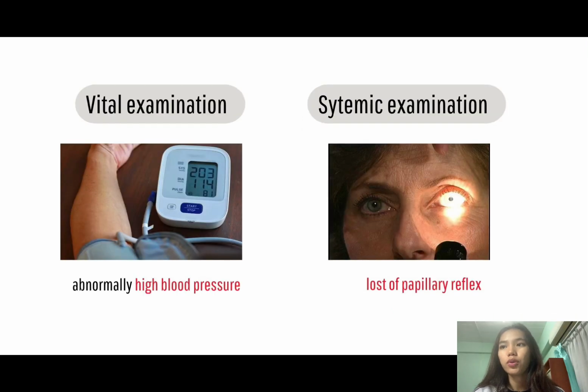The next step is to perform a vital and systemic examination. In patients with hemorrhagic stroke, there is a higher possibility of hypertensive crisis, or abnormally high blood pressure. When you check the pupillary response of patients, it usually will show loss of the pupillary reflex, or pupil constriction when the light is shone on the eye.